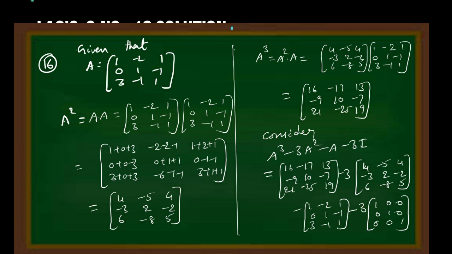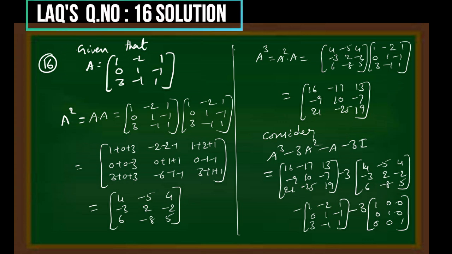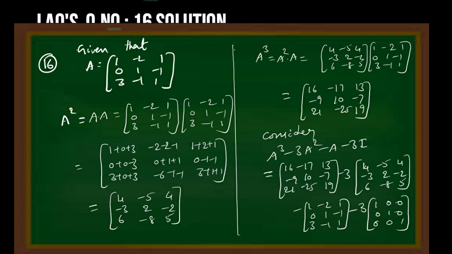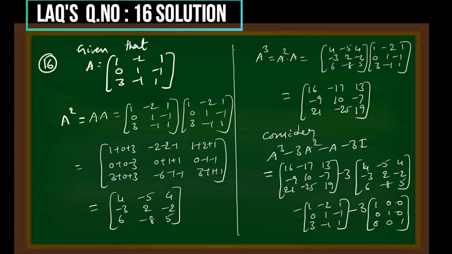That is equal to 1 + 0 + 3. Next, the second element is the first row with the second column, that is -2, -2, -1. And the third element is the first row with the third column, that is 1 + 2 + 1. Similarly, multiply the second row with the first column, second column and third column.